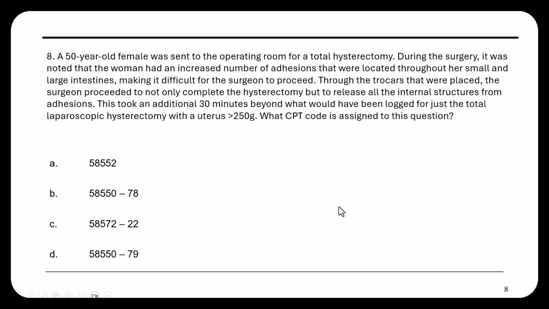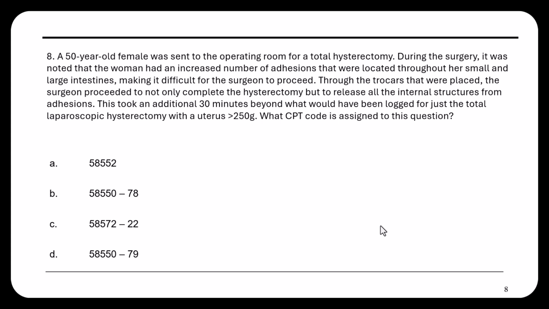Now here's kind of a long one. It starts off: a 50-year-old female was sent to the operating room for a total hysterectomy. During the surgery, it was noted the woman had an increased number of adhesions located throughout her small and large intestine, making it difficult for the surgeon to proceed. Through the trocars, and when you see trocars, that tells me it's laparoscopic, that were placed, the surgeon proceeds to not only complete the hysterectomy, but to release all internal structures from adhesions.